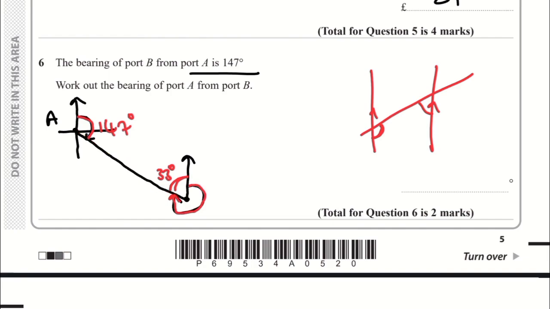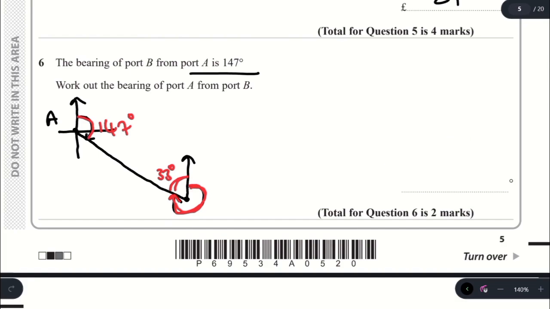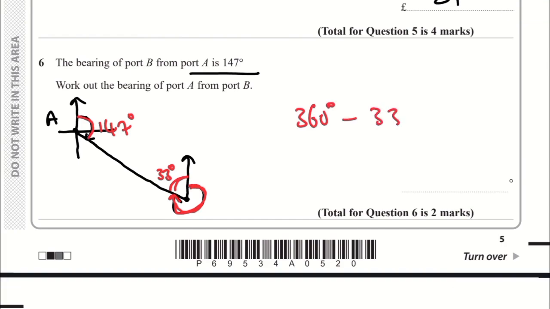Angles around a point add up to 360 degrees. If we have to get this angle, I have to subtract 33 from 360 degrees. So let's do that. That will be what? 360 degrees minus 33 degrees. And if you do this, what are you going to have? 327 degrees. So this bearing here is 327 degrees. Which means that the bearing of port A from port B is 327 degrees.